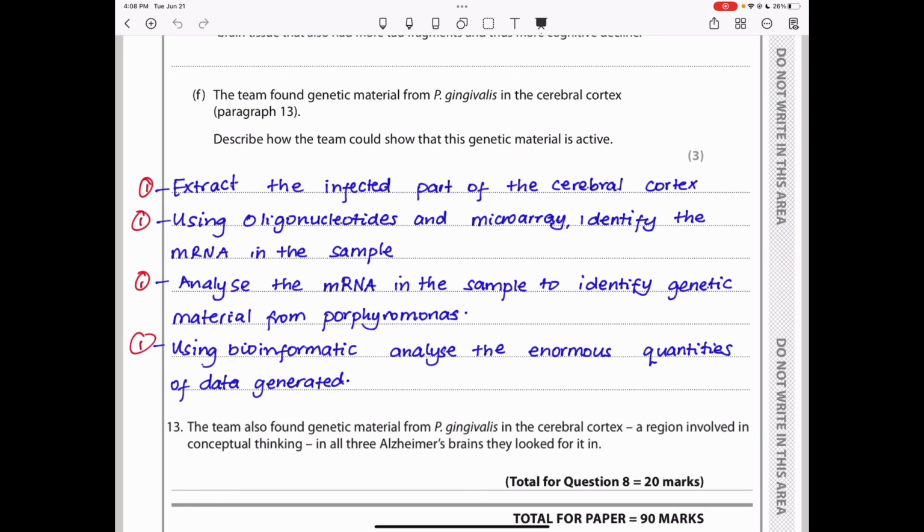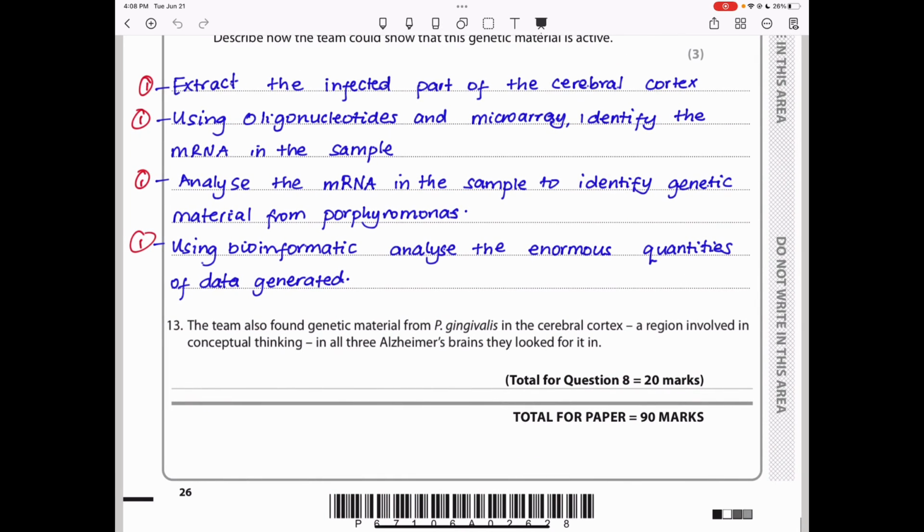So we will analyze the messenger RNA in the sample and identify which genetic material these messenger RNAs are coming from. And then we can use bioinformatics to analyze the enormous quantity of data generated from the microarray and be able to make a conclusion on whether this active material is due to the infection that has occurred in the cerebral cortex or not. So this brings us to the end of question 8 as well as the end of this paper.